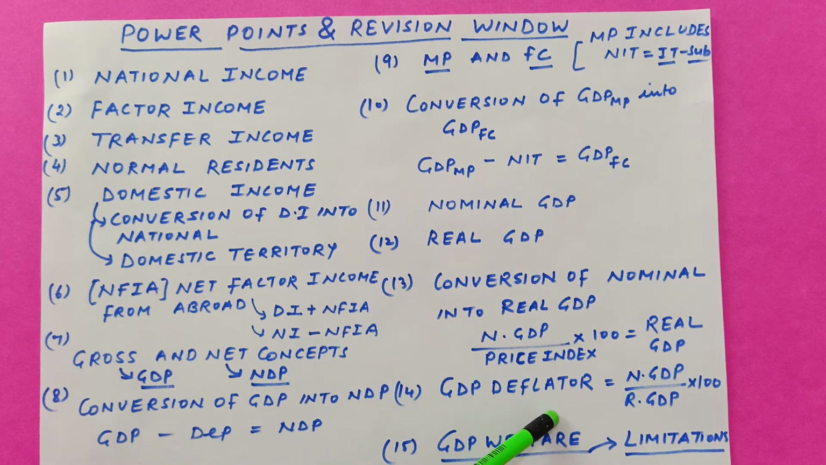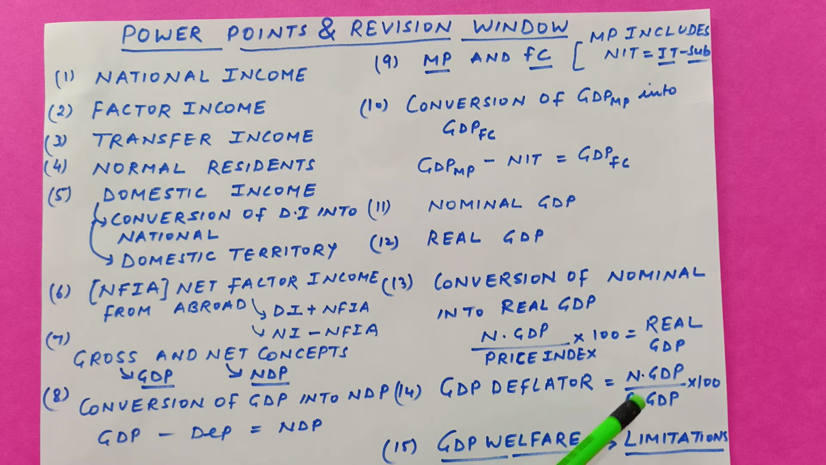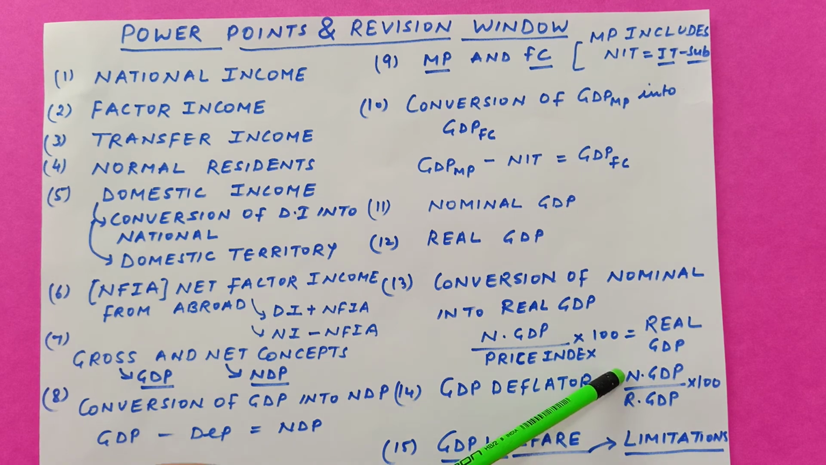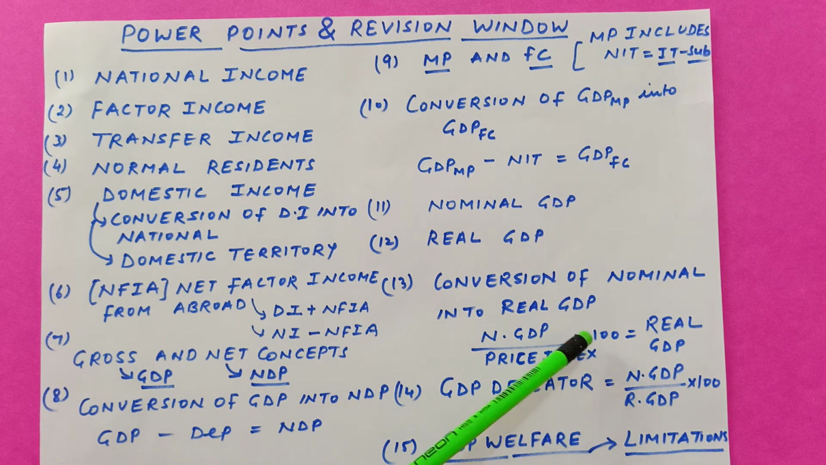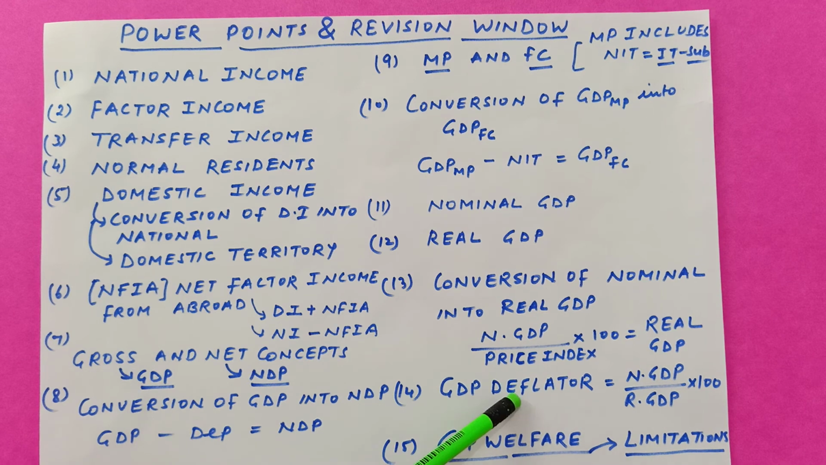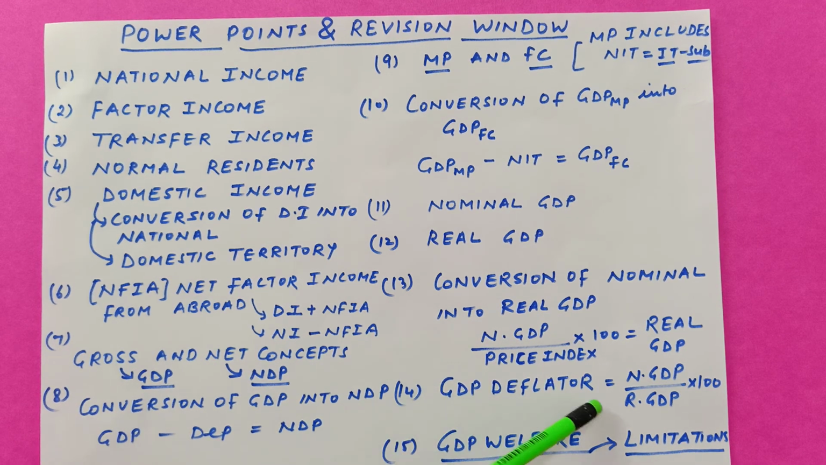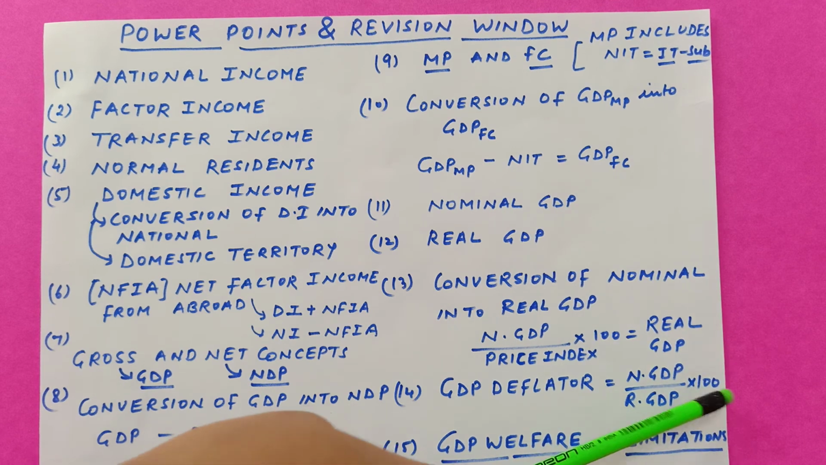Come to GDP deflator. GDP deflator is the ratio between nominal GDP and real GDP. It shows change in GDP owing to the change in price level. It is also called price index. So the formula is GDP deflator is equal to nominal GDP upon real GDP into 100.